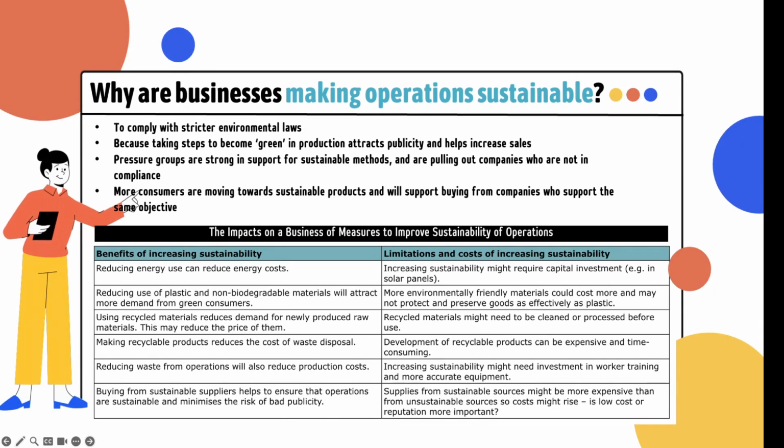The materials cost is much higher than usual. Recycled materials might need to be cleaned and processed, and that takes money and time, right? The development of recyclable products can be expensive. Increasing sustainability might need investment in worker training and accurate equipment, which means workers also need to be trained on how to actually work a little bit differently using new equipment and how to handle products differently. Yeah, supplies from sustainable sources might be more expensive because they may not be everywhere, right?